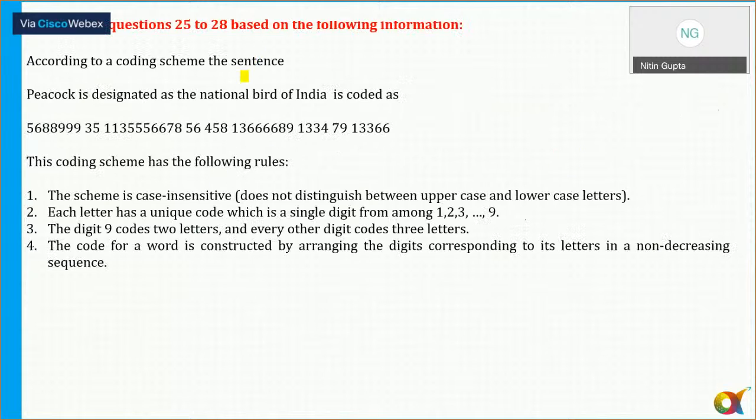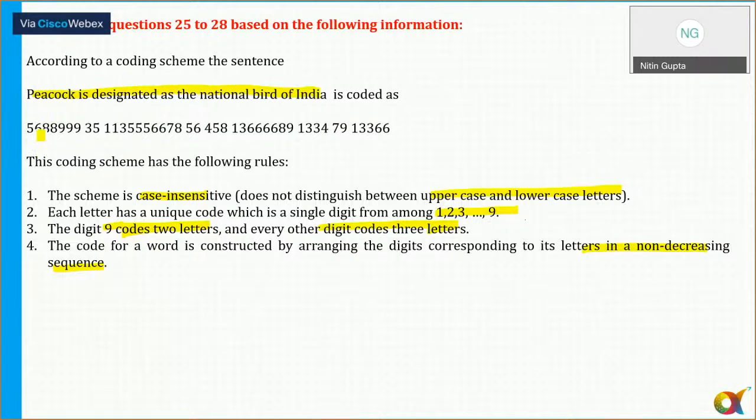According to a coding scheme, the sentence "Peacock is designated as the national bird of India" is coded as follows. The scheme is case insensitive, so it does not distinguish between uppercase and lowercase. Each letter has a unique code from a single digit 1 to 9. The digit 9 codes 2 letters and every other digit codes 3 letters. The code for a word is constructed by arranging the digits corresponding to its letters in a non-decreasing sequence.